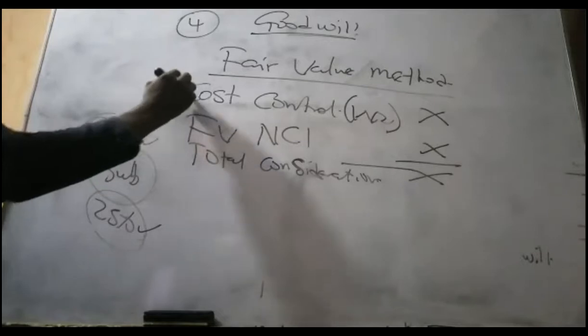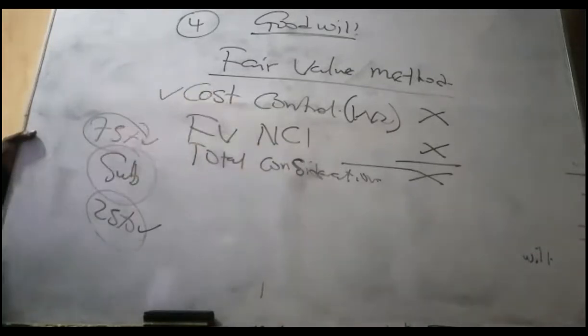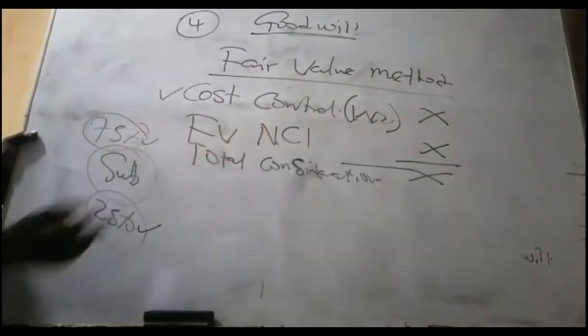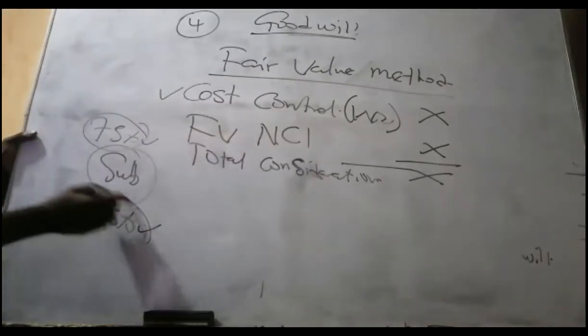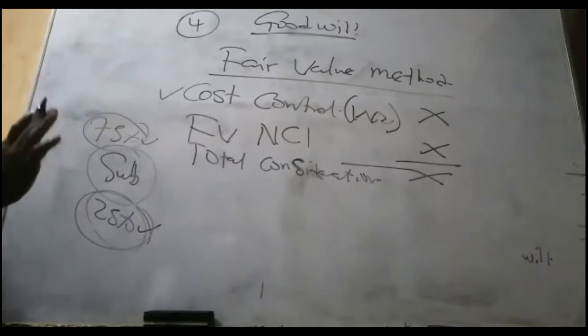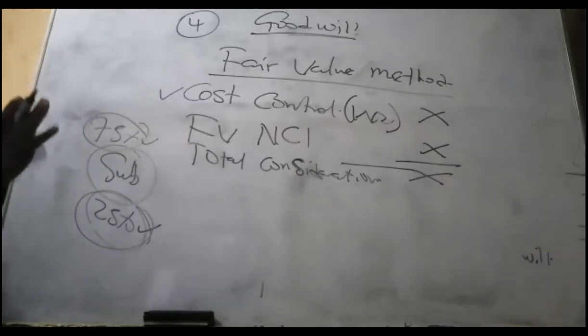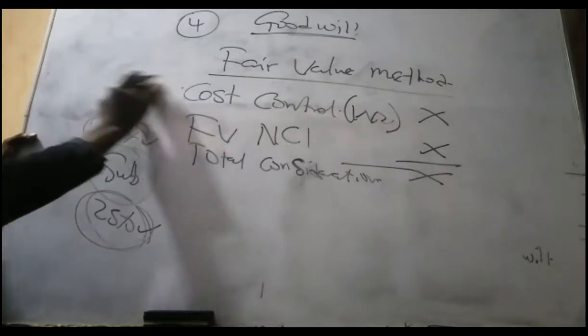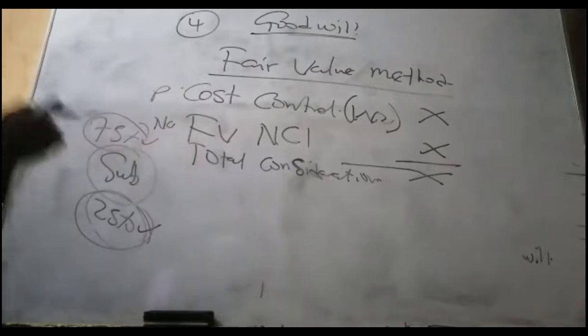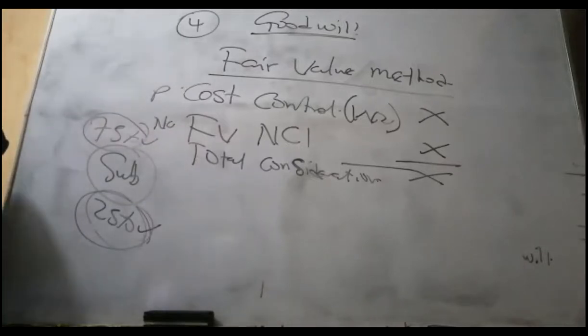This is what the parent paid. So that is the cost of control. Then the fair value of NCI is what the NCI paid to acquire their 25%. Usually the examiner will give it to you, or there are 3 ways. I'll do that when I'm solving questions. Good. So that is it. Putting together what the parent paid and what the NCI paid gives you the total cost paid for the entire company. So that's the total.